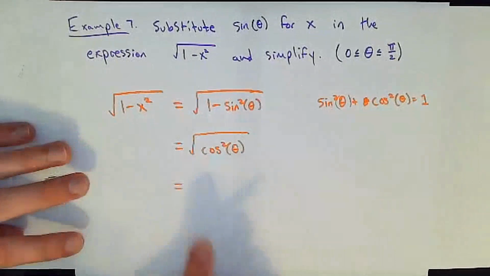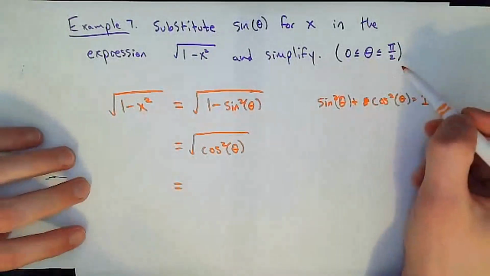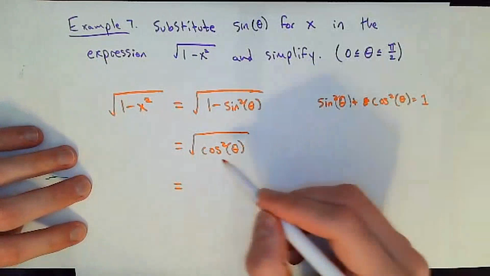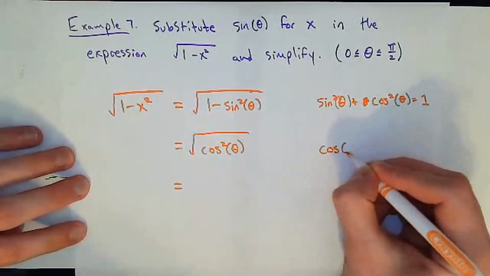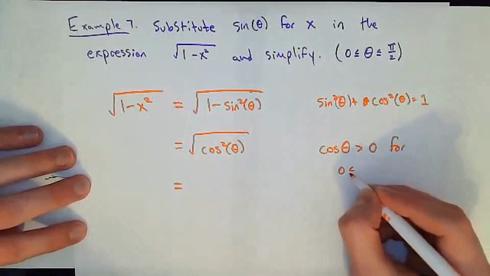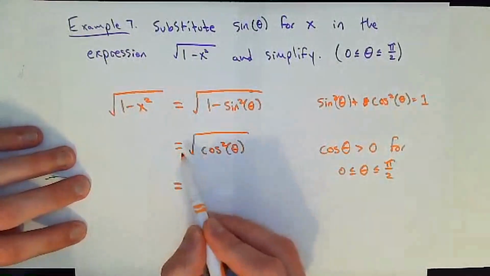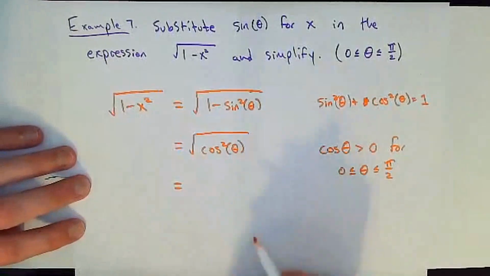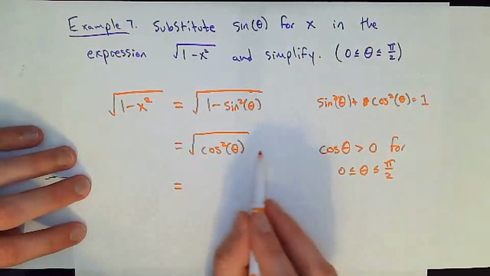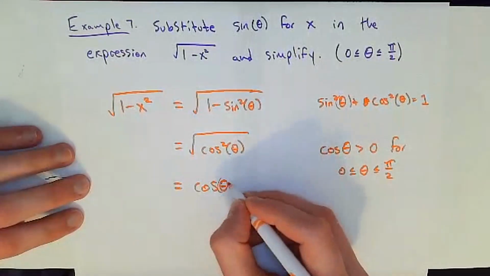And then finally right here, when you take a square root, you've got to be real careful about whether it's outputting positive or negative. But that's why we assume that theta is only between 0 and pi over 2, because that means that cosine of theta is always positive for theta between 0 and pi over 2. So we don't have to worry about the plus or minus on the square root. You get a square root of a squared thing, so this just ends up being cosine of theta.